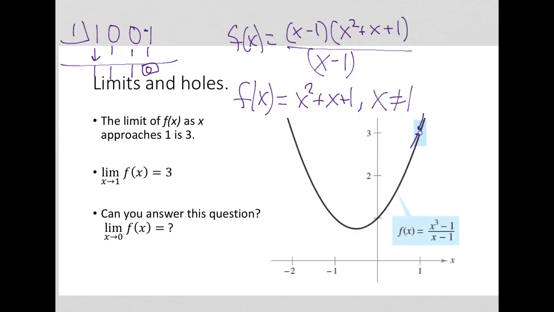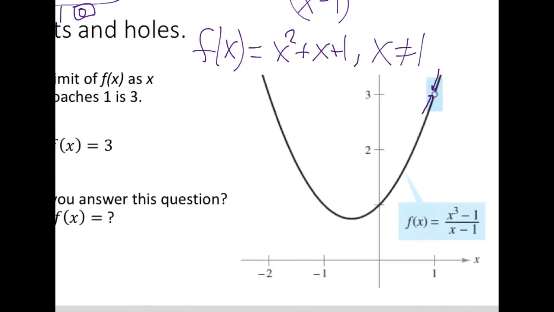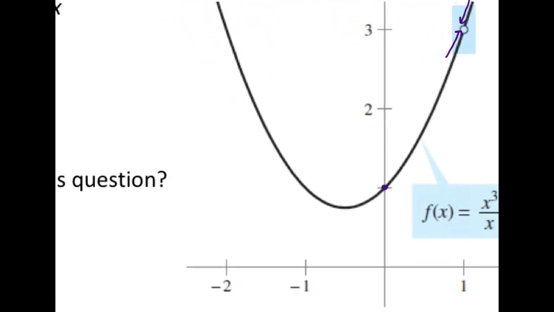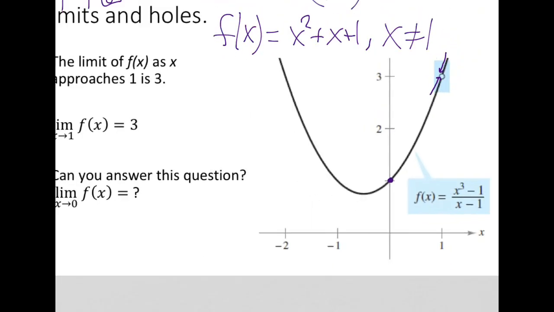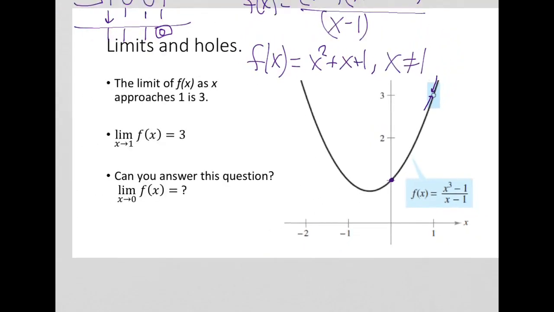If I wanted to find the limit as x goes to 0, well, look at the x value of 0. My graph is going to that point right there, which is positive 1. So I could say that the limit as x goes to 0 of f of x is positive 1. That's really all a limit is saying. They obviously get more complicated, but that's the basics of it.